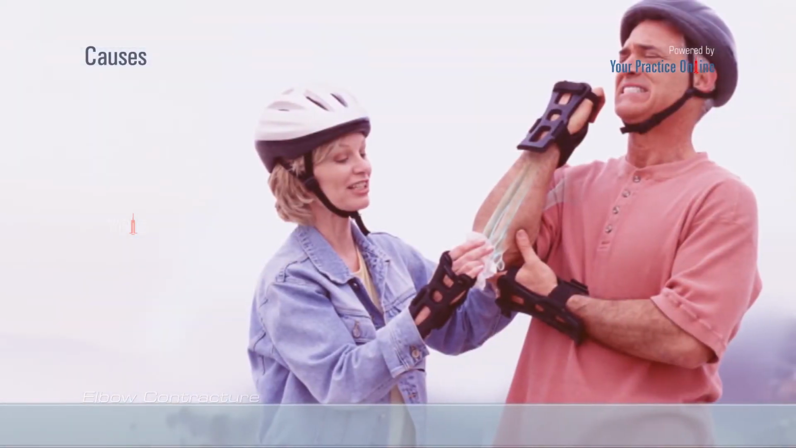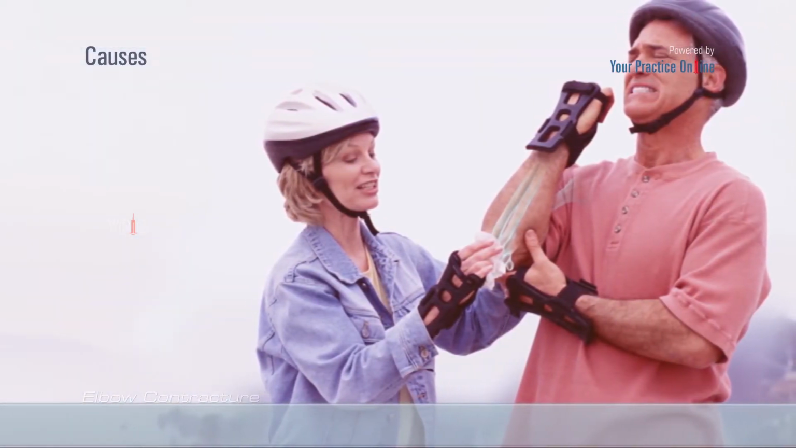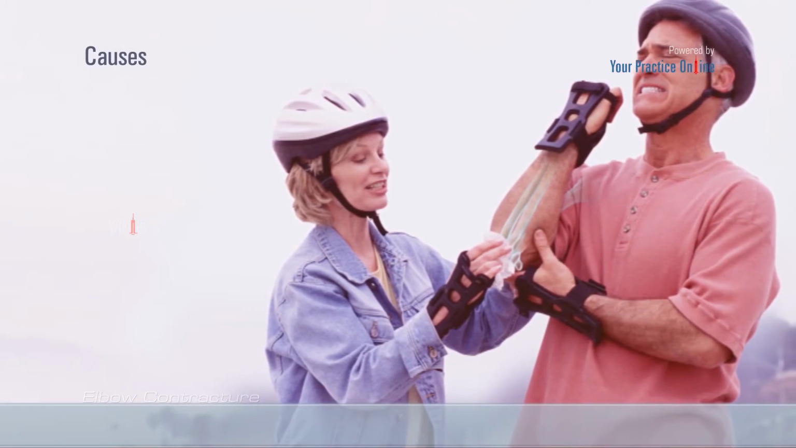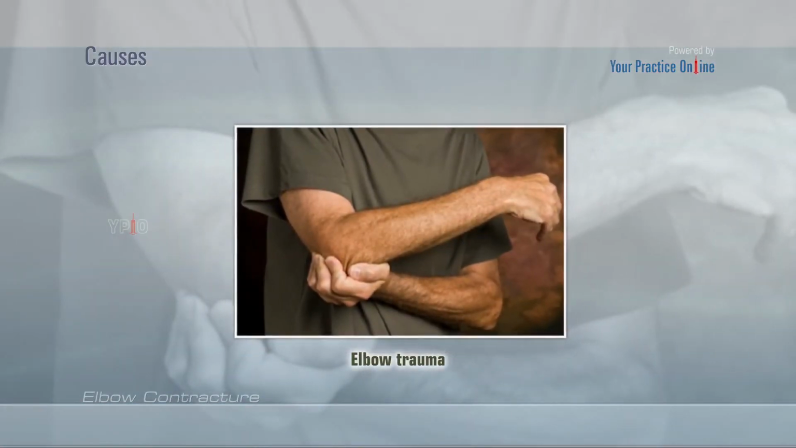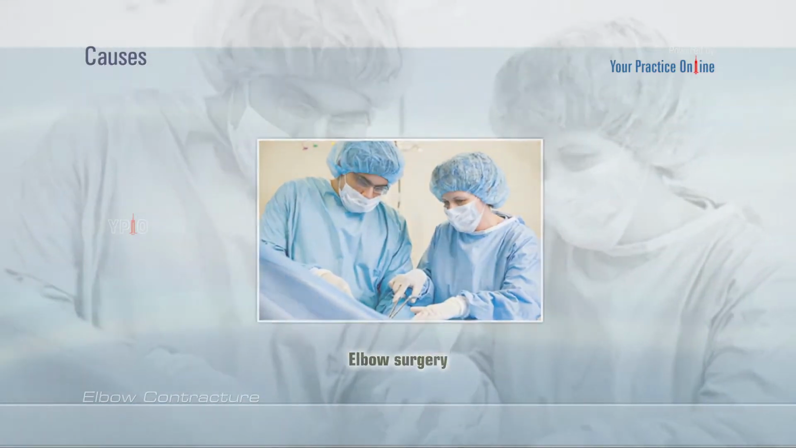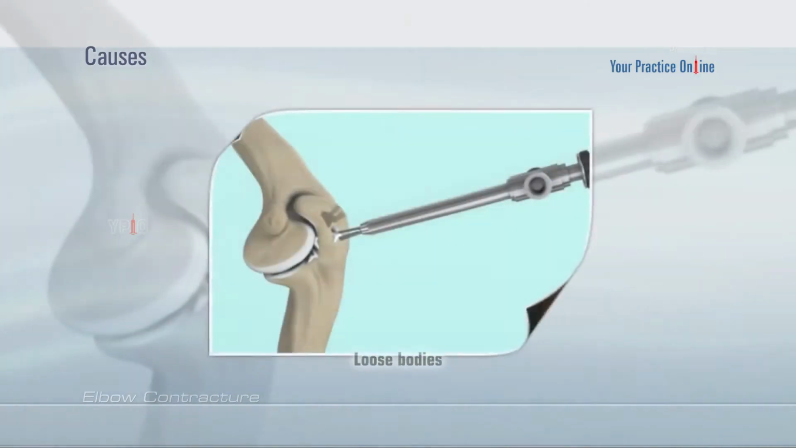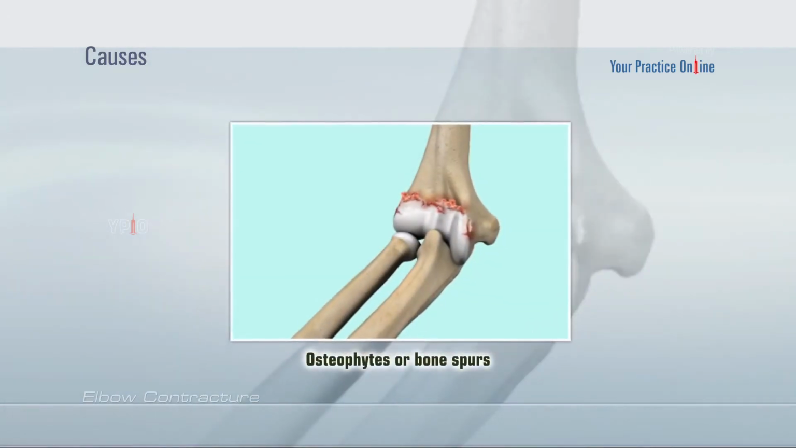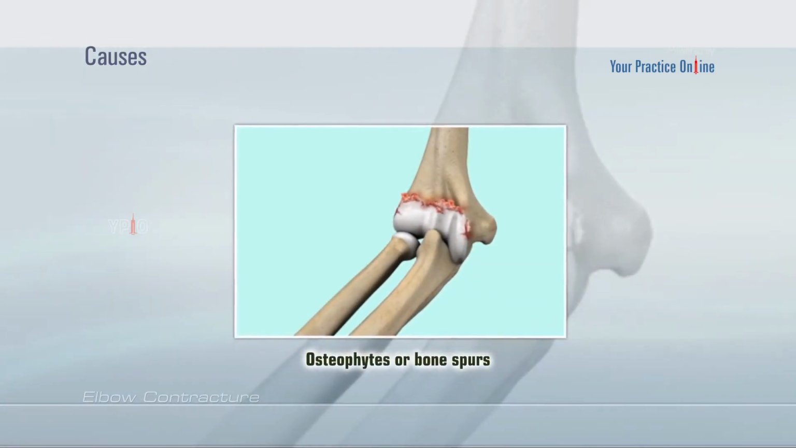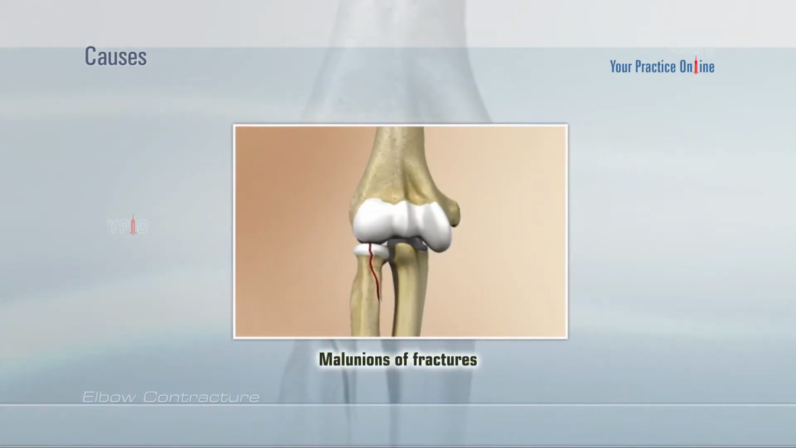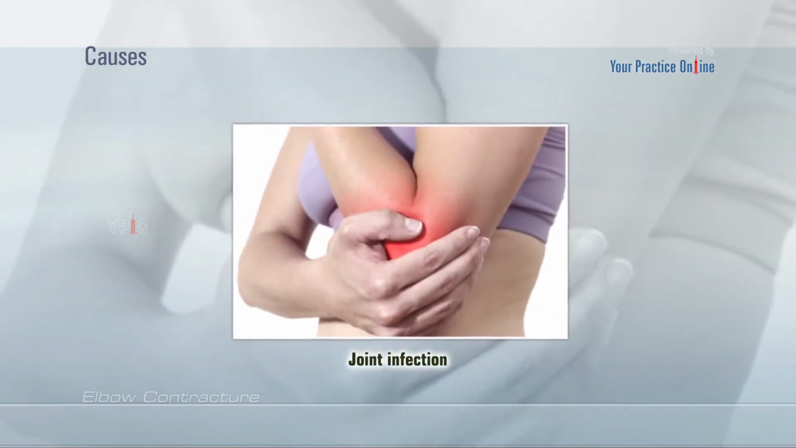Causes. Causes and risk factors associated with elbow contracture include elbow trauma, elbow surgery, osteoarthritis, rheumatoid arthritis, loose bodies, osteophytes or bone spurs, malunions of fractures, joint infection, burns.